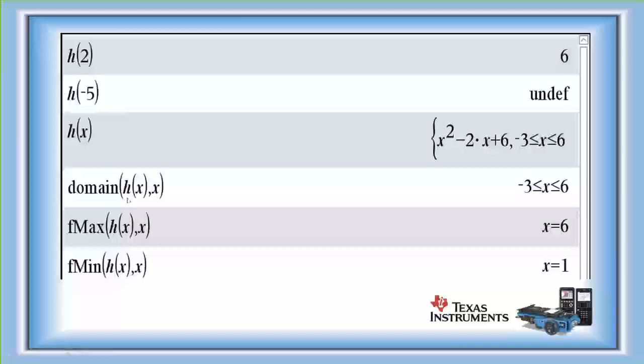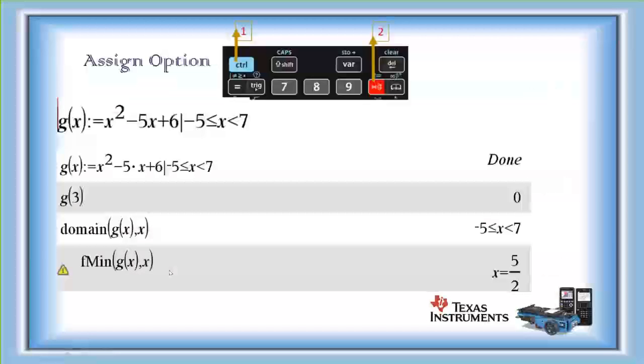You just type the word domain or get it from the book menu, the catalog. If you type in the letter D and go down to domain, the only thing you have to put is the function and then comma x. If you forget comma x, it's not going to work. So it gives me the domain for this function. I can find the function maximum as I've done over here. I can determine the function minimum. So all by defining the function.